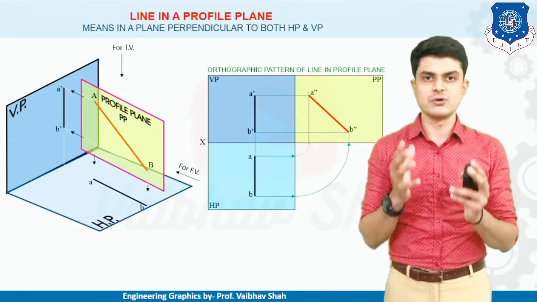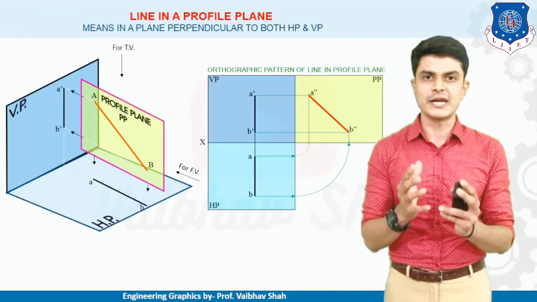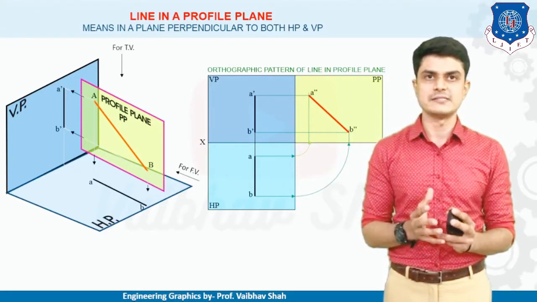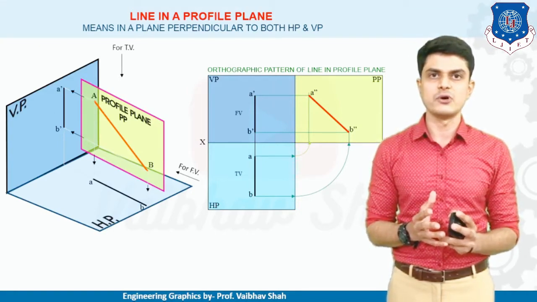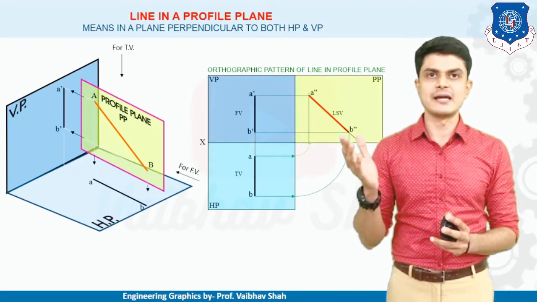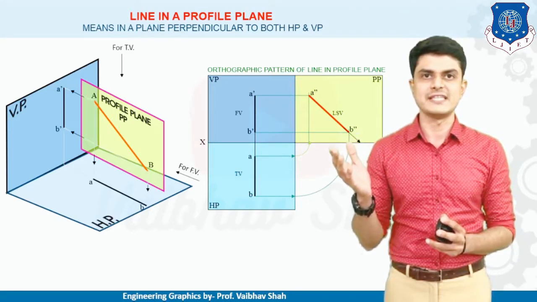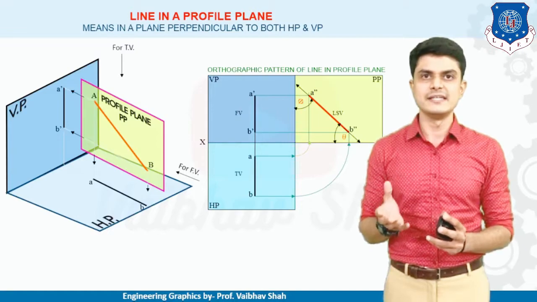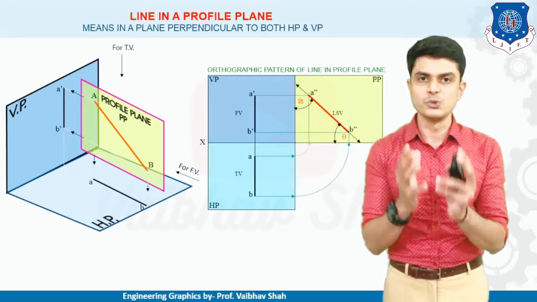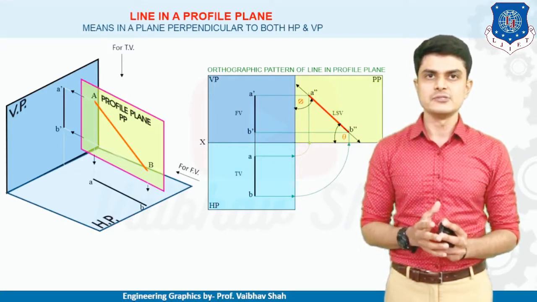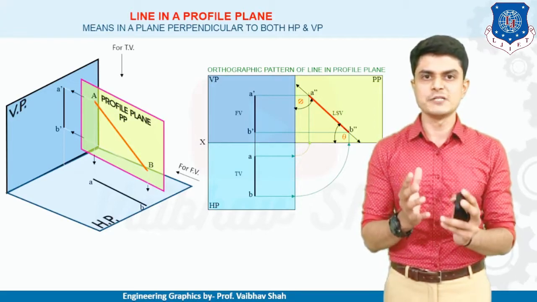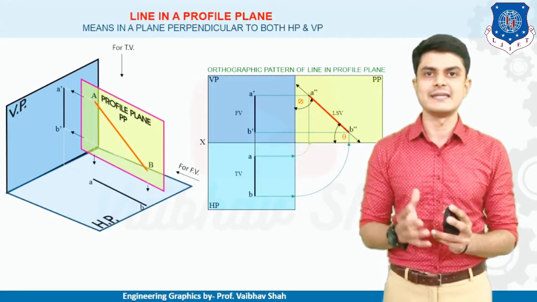Since this view is on the profile plane, it is denoted as the side view, or you can say A double dash, B double dash. It is making a certain angle with your XY line here. So it is nothing but your line's angle with your XY line, or you can say with HP. That's why it is known as theta. And the angle made by this line with VP is known as phi. So this is the representation of the line. Whenever the line is in the profile plane, it must be inclined to both of the planes by theta and phi.